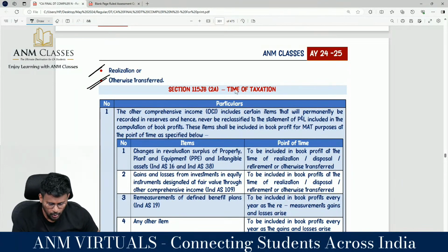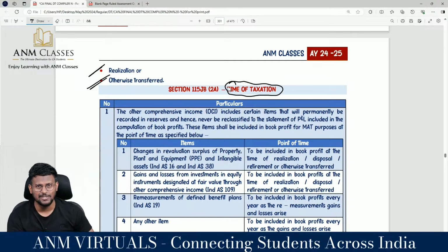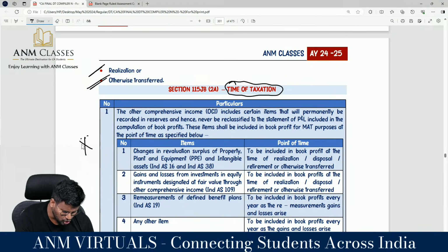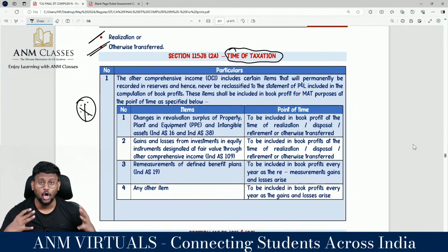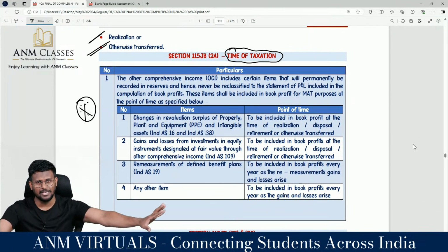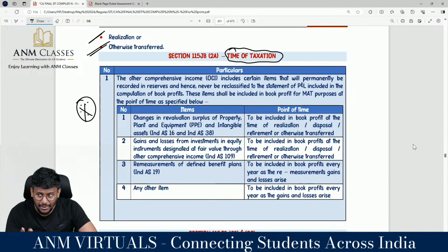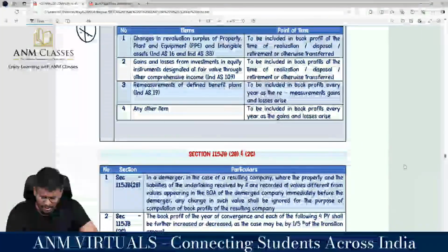So we are going to summarize this Ind AS MAT with the time of taxation. If you know this one chart, the time of taxation, according to me, our Ind AS MAT comes to an end. When to pay tax, that's a very important slot, my dear lovable students.